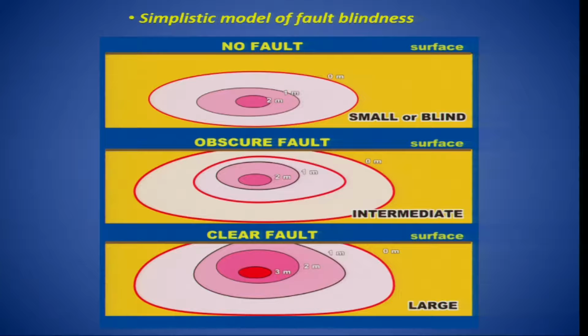So, this is what it explains in the simplistic model of the fault blindness. If you are having a small earthquake, or a smaller area getting ruptured, it will not reach the surface. It remains blind.